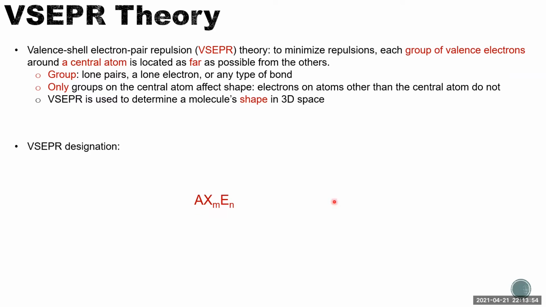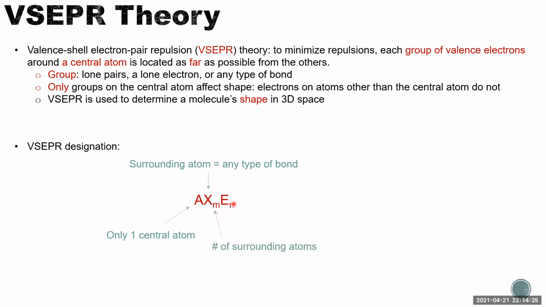So this A means the central atom, and there's only one central atom. Okay, and X means the surrounding atom. It can refer to any type of bond. A single bond connects to an atom. A double bond also connects to an atom. A triple bond also connects to an atom. So we can simplify this question and just count how many surrounding atoms there are. So that subscript m is the number of surrounding atoms.